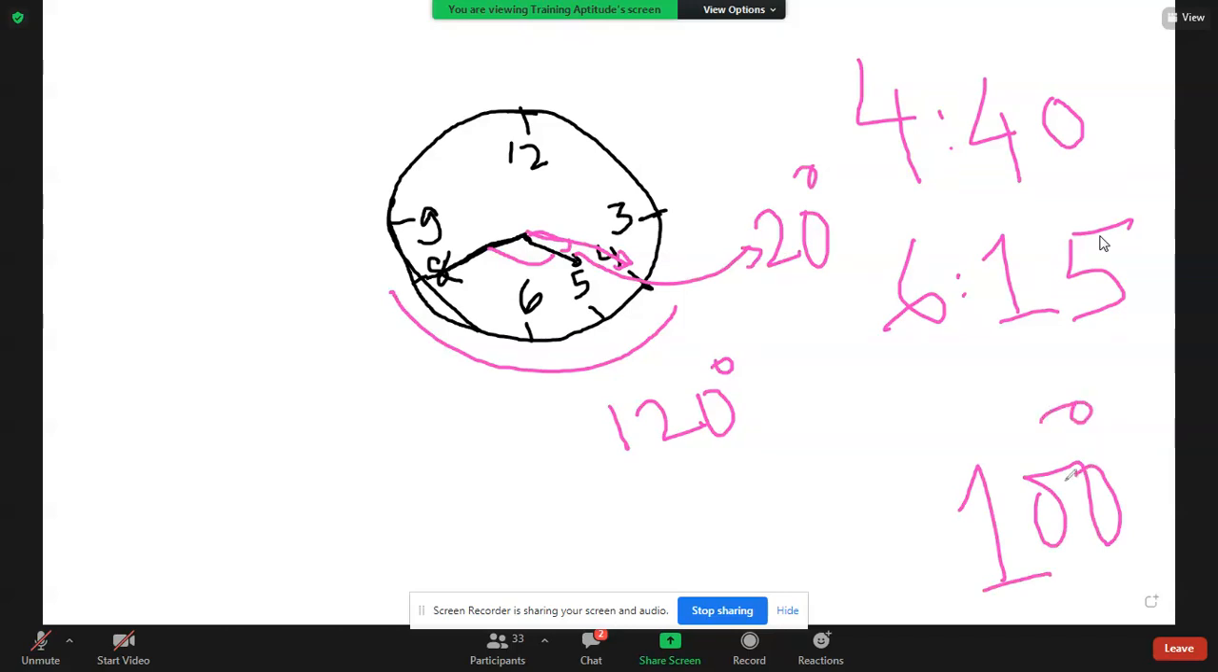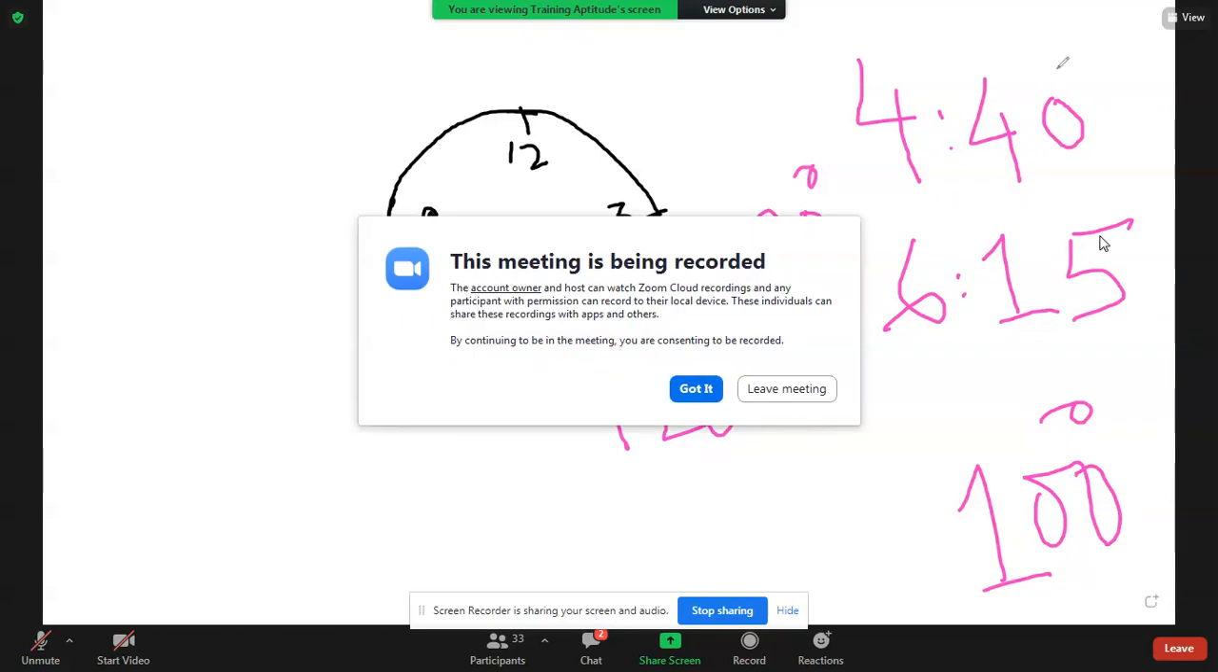Are you following the logic? Yes, sir. So the angle formed at 4:40 will be 100 degrees. Let's look at 6:15. What is the angle formed by the two hands at 6:15?